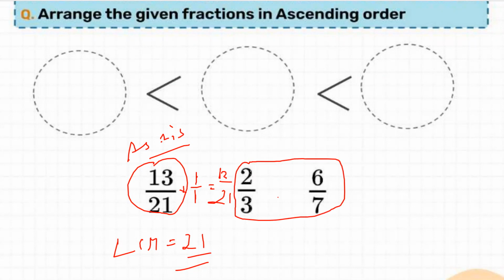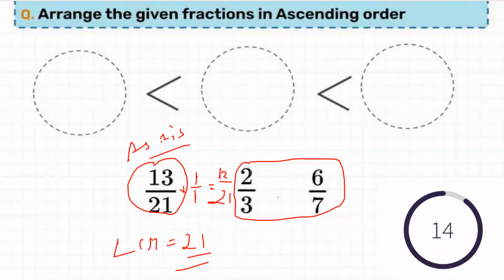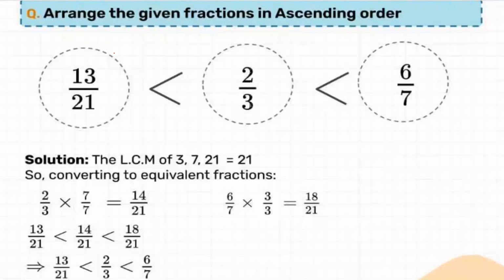Okay, so just pause the video. Now we cannot give much time, so that the video does not get so long. Okay, if you have paused the video and took your time, now let me show you the solution. So this is the solution. The LCM will be 21, and converting to equivalent fractions, like this we will convert. 3 into 7, you'll get this. And why have we not solved 13 upon 21? Because this is as it is, right?